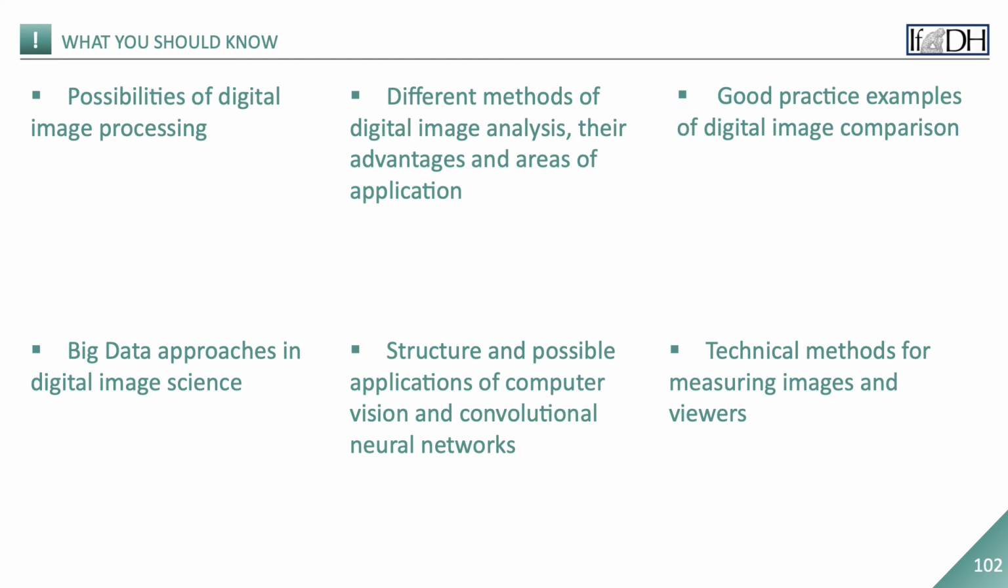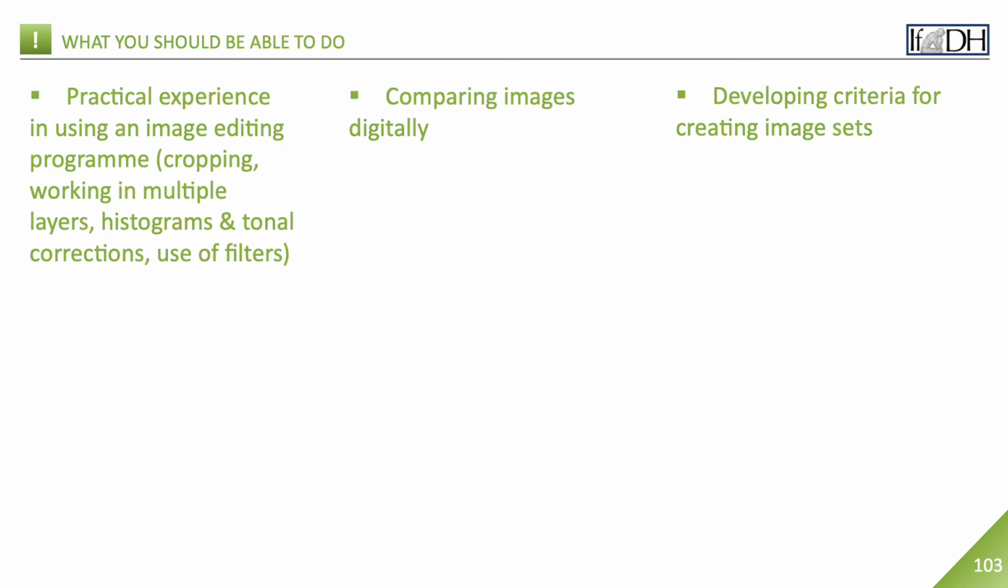There are the possibilities of digital image processing that are of interest. Different methods of digital image analysis, their advantages and areas of application should be understood, and you should be able to name good practice examples of digital image comparison. Big data approaches in digital image science become more and more important, and the structure and possible applications of computer vision and convolutional neural networks is of importance too. And last but not least, you should know the technical methods for measuring images and viewers.